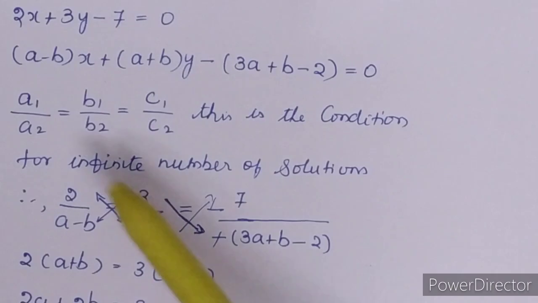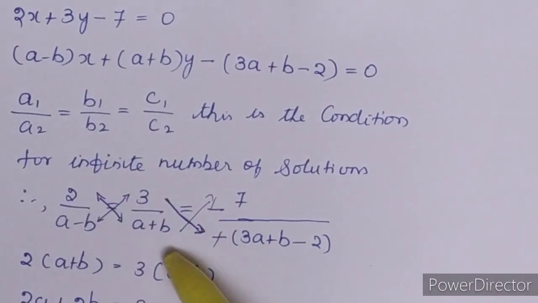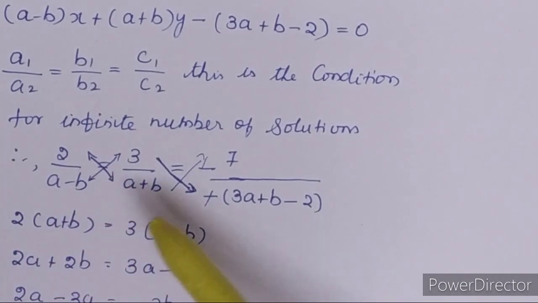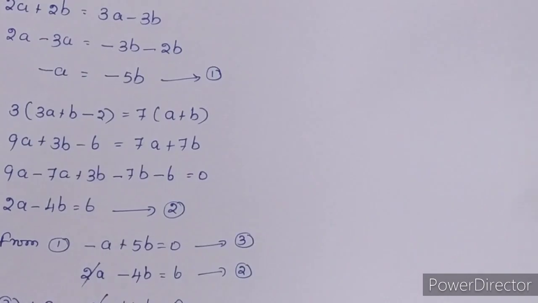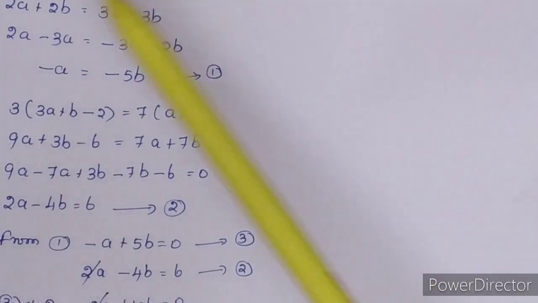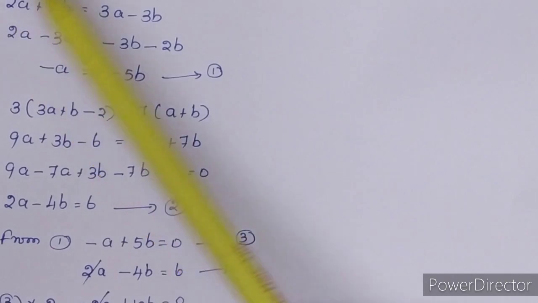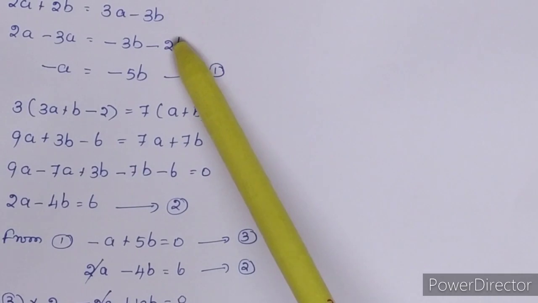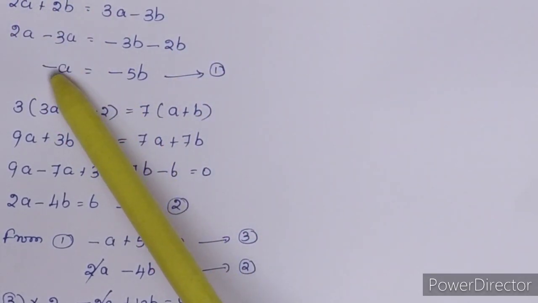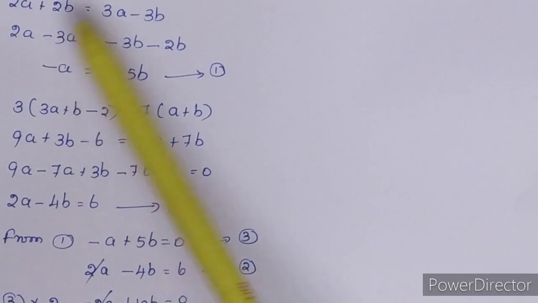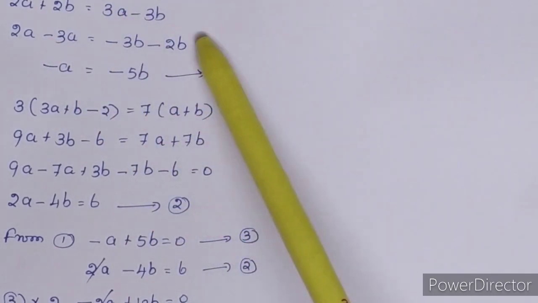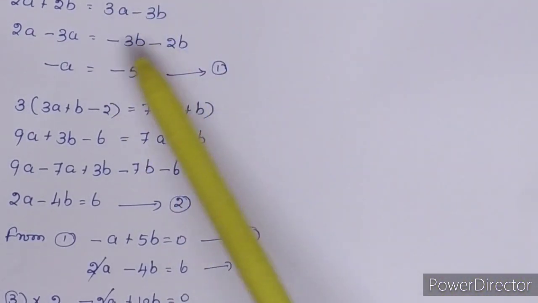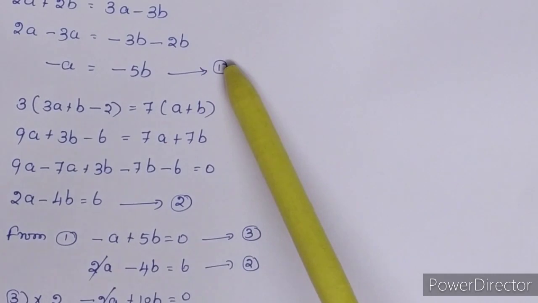So cross multiplying this, 2 into (a plus b) is equal to 3 into (a minus b). Solving it further, 2 into a is 2a, plus 2 into b is 2b, which is equal to 3 into a is 3a, minus 3 into b is 3b. Now, again solving it further, bringing a and b to one side: 2a minus 3a is equal to minus 3b minus 2b. Here 2a minus 3a is equal to minus a, because minus is in the greater number, which is equal to minus 3b minus 2b is equal to minus 5b. Because when there are two minuses, we need to add the numbers, but we need to put the minus symbol. So mark it as the first equation.